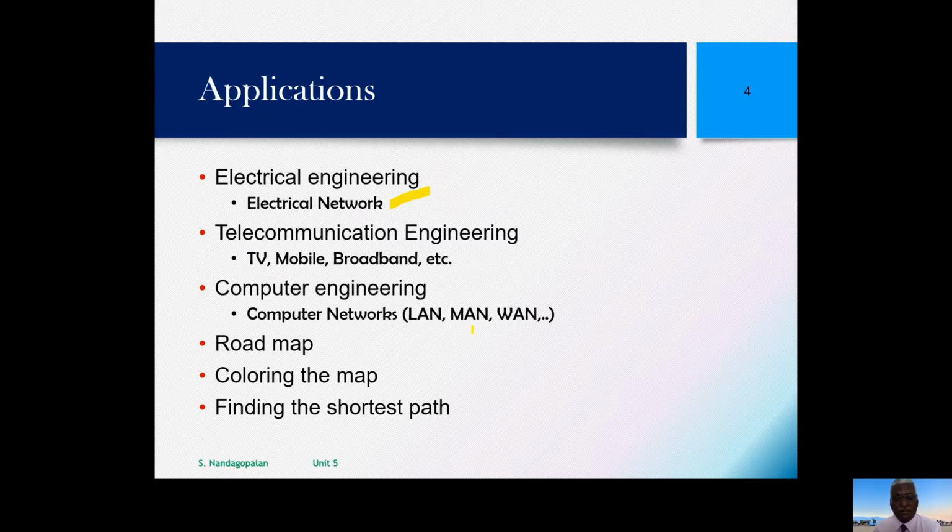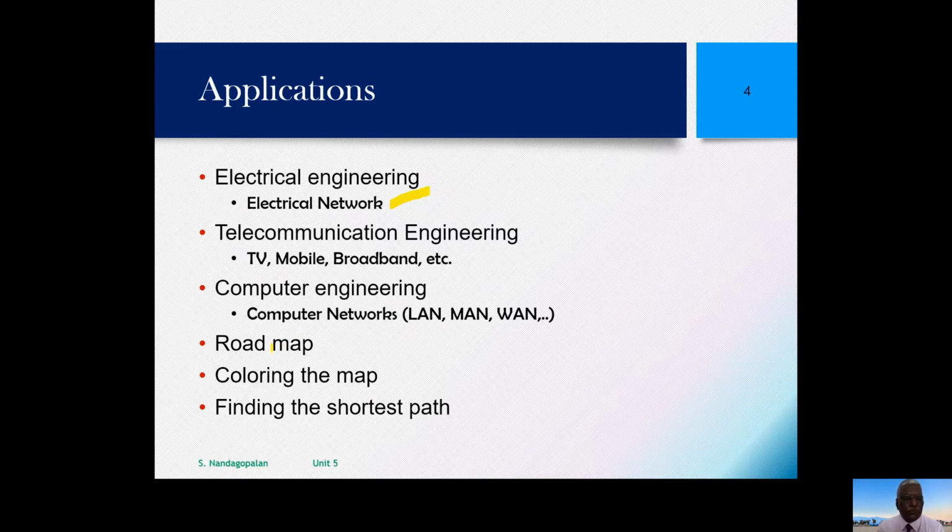Computer network, we have local area network, wide area network and things like metropolitan area network. So we have LAN, MAN, WAN, different types of networks, which are established as wired or wireless. But essentially, the overall structure remains the same, where we have a set of vertices and a set of edges.